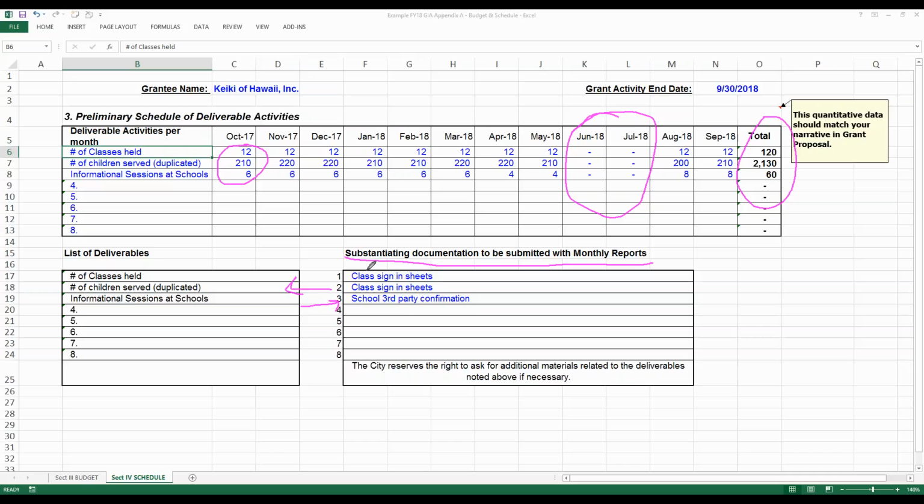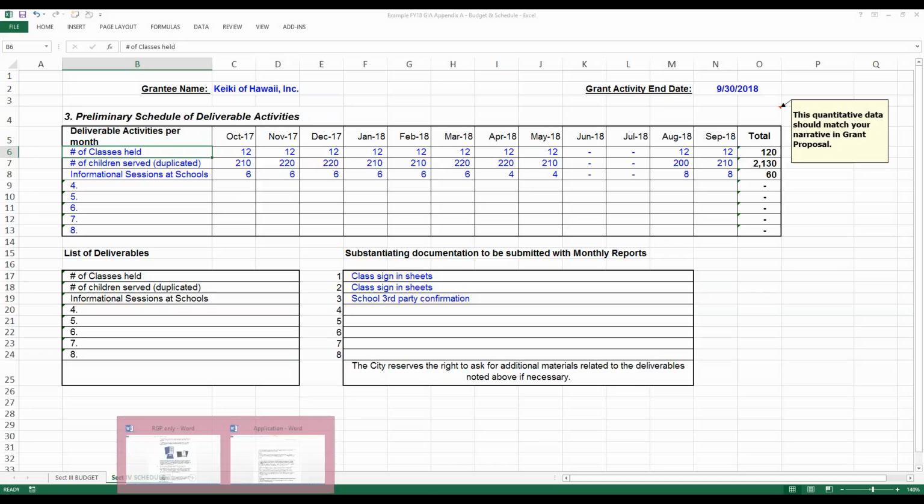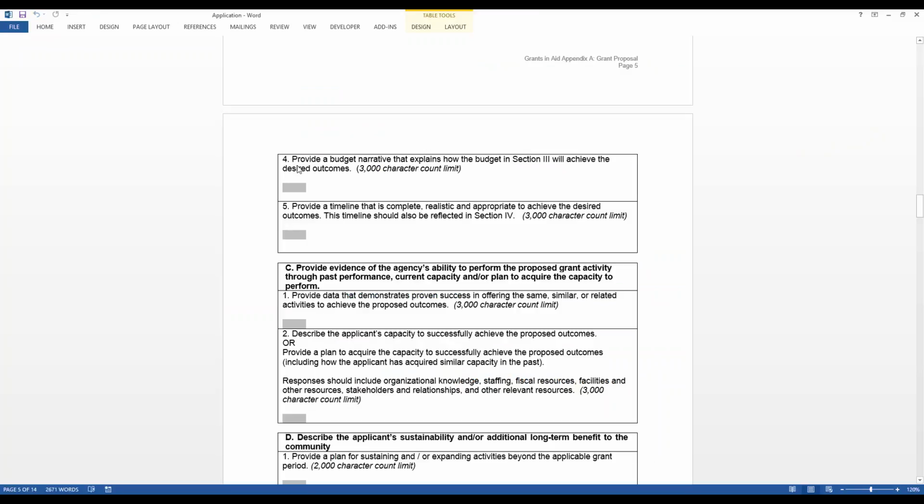Very important section, don't forget to fill this out. Okay, I'm done with the schedule and budget, and we're going to go back to the application and address some questions here. Okay, we're back on top of page 6, questions 4 and 5.